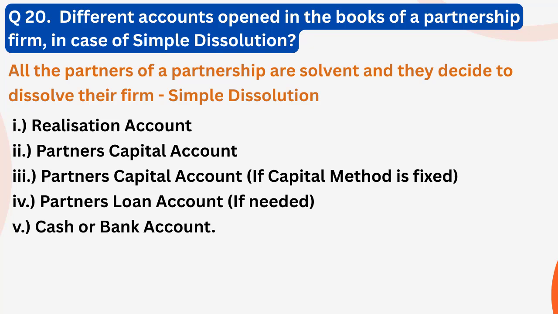Okay, now coming to question number 20. What are the different accounts opened in the books of a partnership firm in case of simple dissolution? Now see, when all the partners of a partnership are solvent and they decide to dissolve their firm, it is called simple dissolution. The accounts that are opened in the books of a firm in such a case are realization account, partner's capital account, partner's current account, partner's loan account, and cash or bank account.